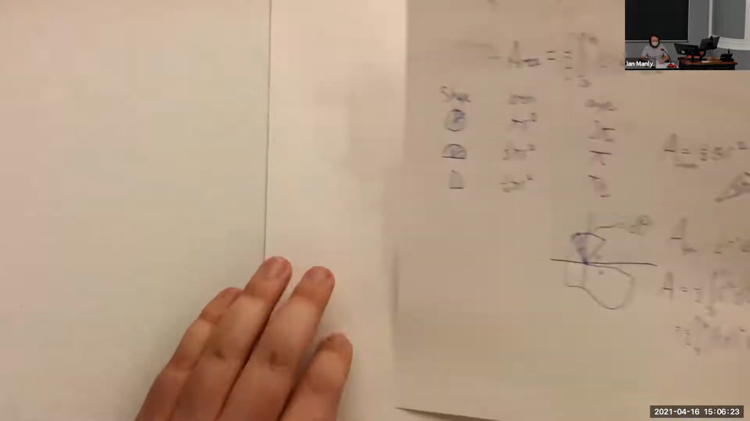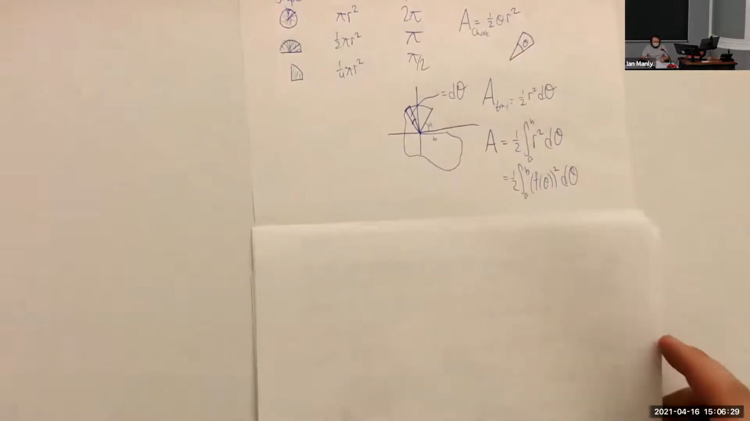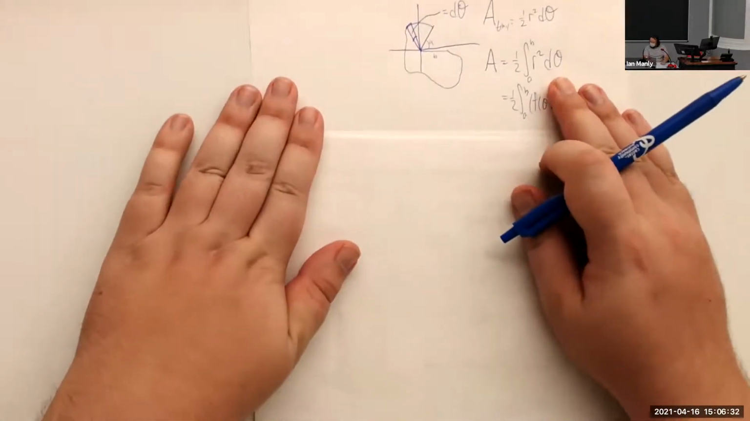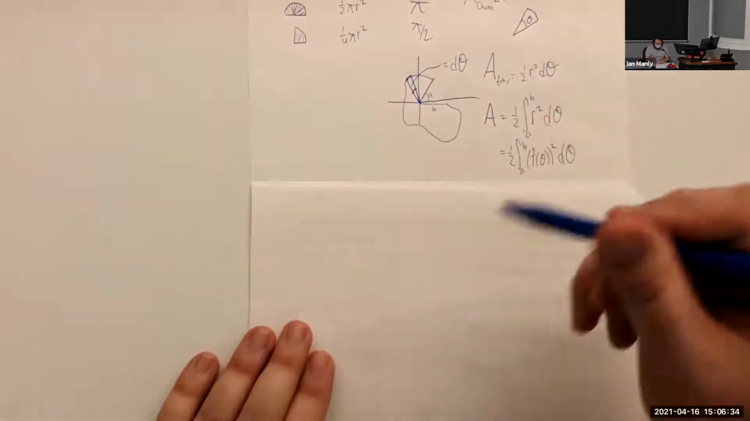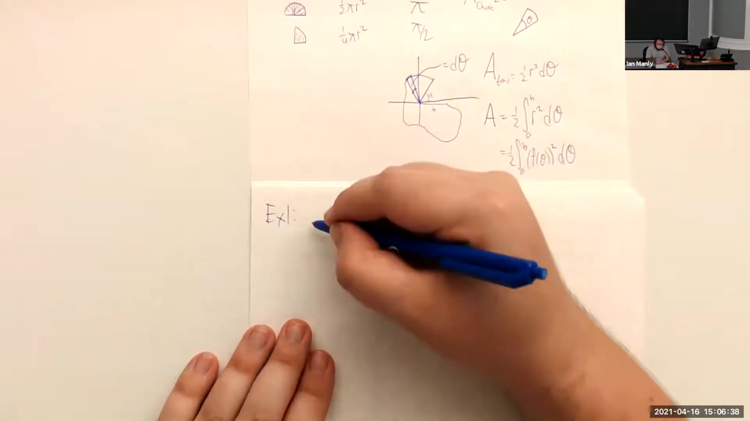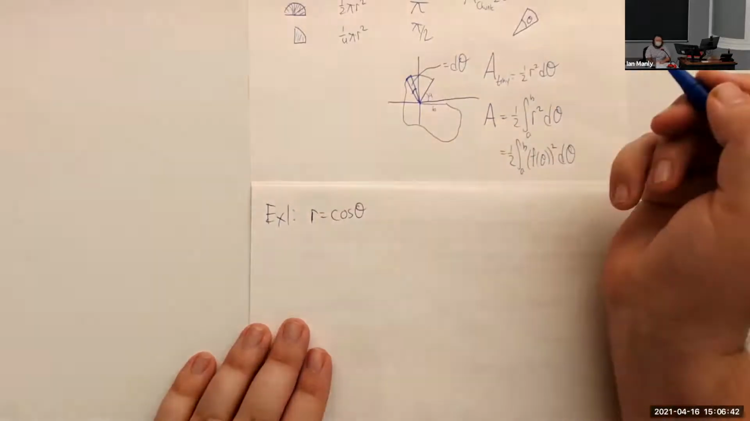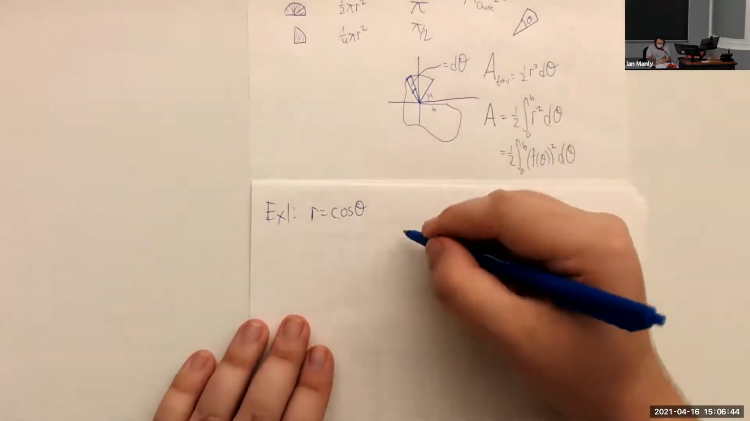All right, that being said, let's go ahead and actually put this into practice. Let's go ahead and compute the area of something. Let's see here. So our first example is a curve that we saw last time, r equals cosine of theta. So remember what this curve looked like.